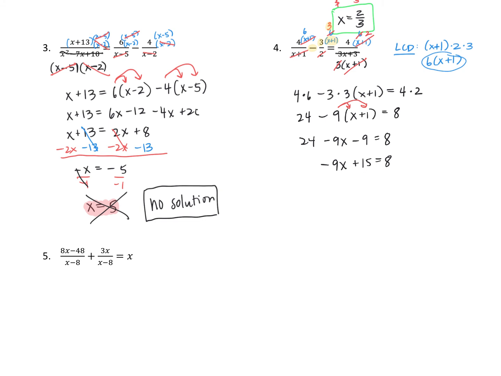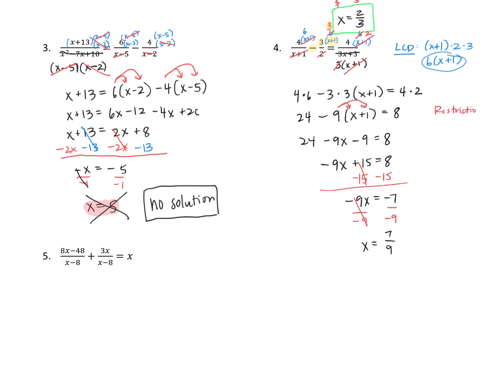This is a linear equation, so I'm trying to get everything away from the x. So subtract 15 from both sides. I get negative 9x equals negative 7. Divide by negative 9. So x equals, the 2 negatives cancel out, so x equals 7/9. Don't forget to check your restrictions.